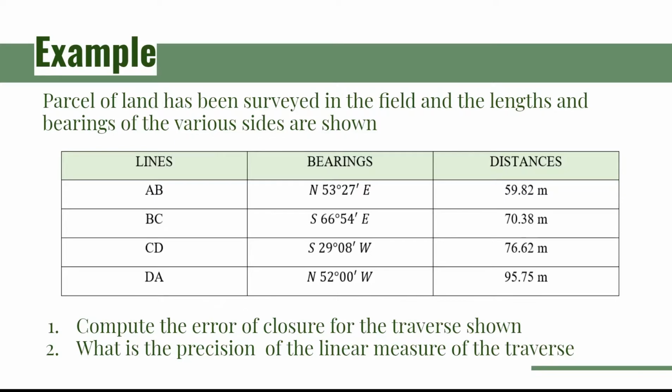Line CD has 29 degrees 8 minutes south with a distance of 76.62 meters, while line DA has 52 degrees 0 minutes north with a distance of 95.75 meters. The first question is: compute the error of closure for the traverse shown, and the second question is: what is the precision of the linear measure of the traverse?